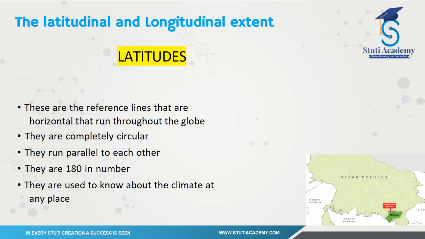Now, students, we learn the latitudinal and longitudinal extent. Latitudes. First, we'll understand what are latitudes. These are the reference lines that are horizontal that run throughout the globe. They are completely circular. They run parallel to each other. They are 180 in number. They are used to know about the climate at any place.